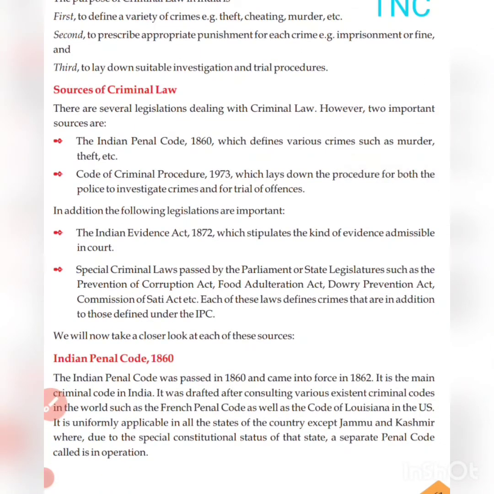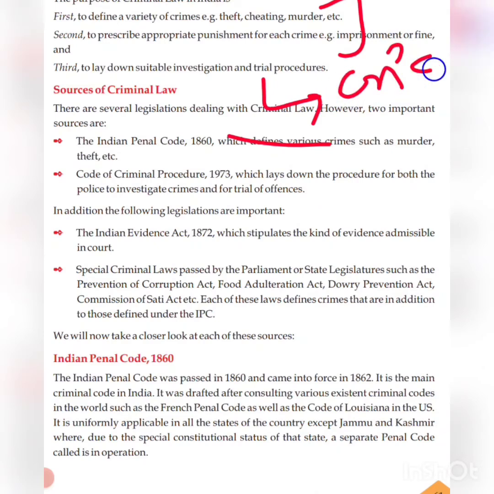Sources of criminal law. There are several legislations dealing with criminal law. Two important sources are Indian Penal Code 1860, which defines various crimes; Code of Criminal Procedure 1973, which lays down the procedure for both police to investigate crimes and for trial of offences. So, these two things are mentioned in IPC, and this thing is mentioned in CRPC. This is CRPC, Code of Criminal Procedure 1973, and Indian Penal Code IPC 1860.